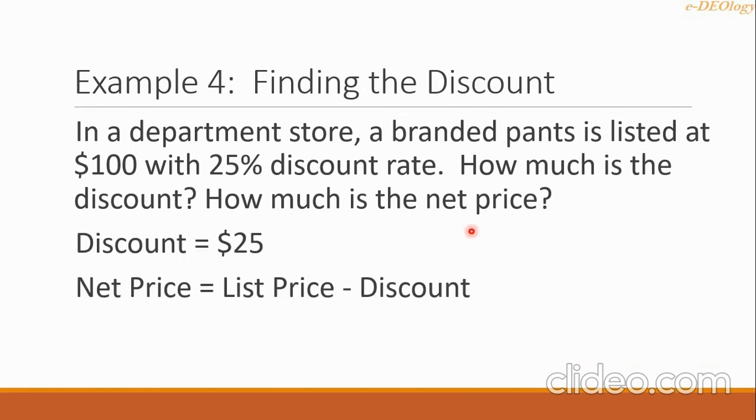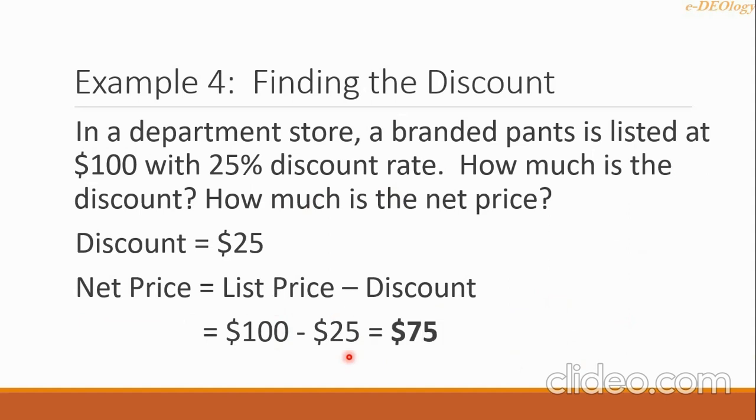So let us compute for the net price. This is our formula. Net price is equal to the list price minus discount. So the list price is $100. The discount is $25. So the net price is $75.